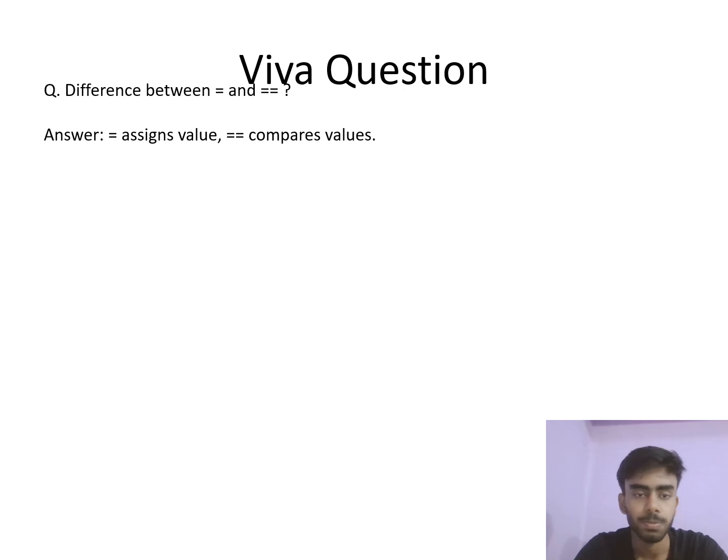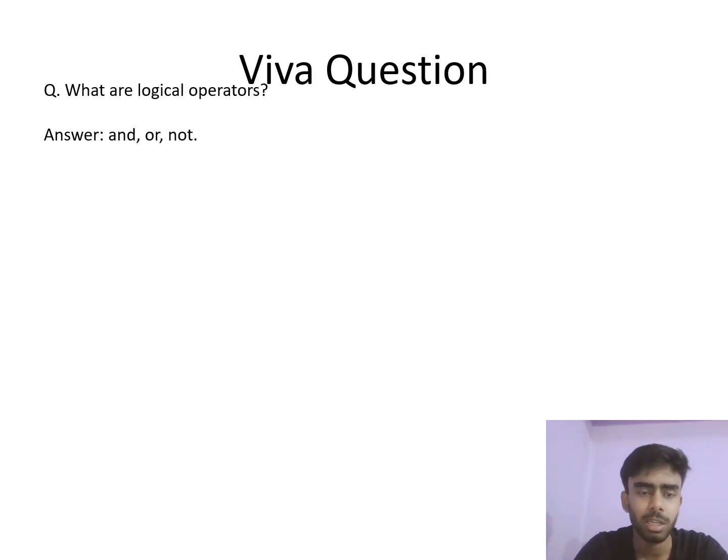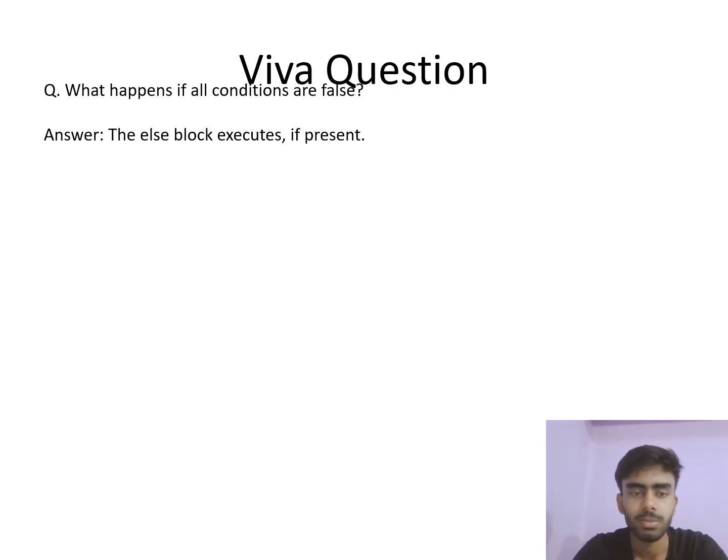Now come to the next question. What are logical operators? Logical operators are and, or, and not. What happens if all conditions are false? When all conditions are false, then the else block executes if present. Otherwise the code stops.